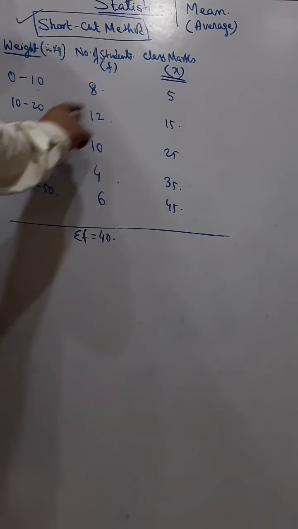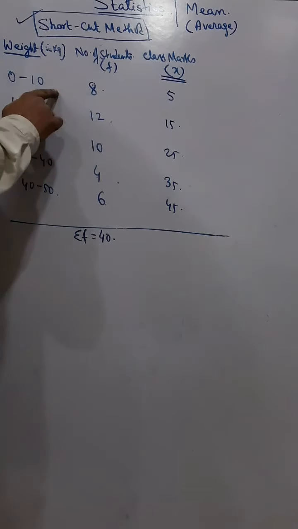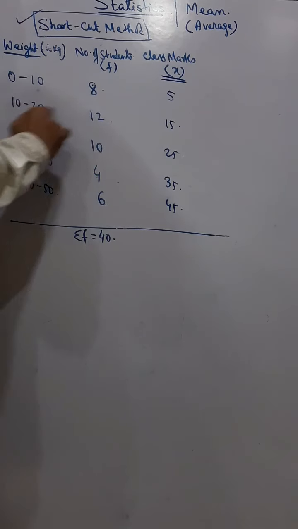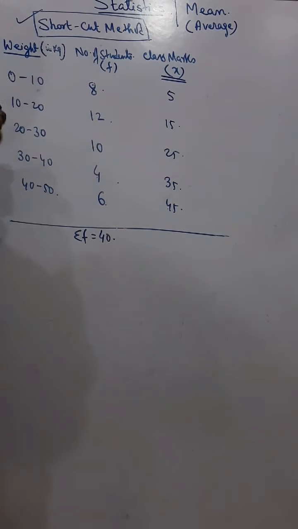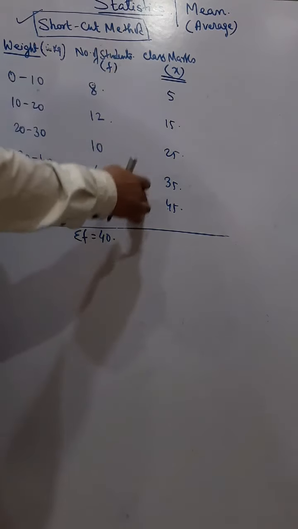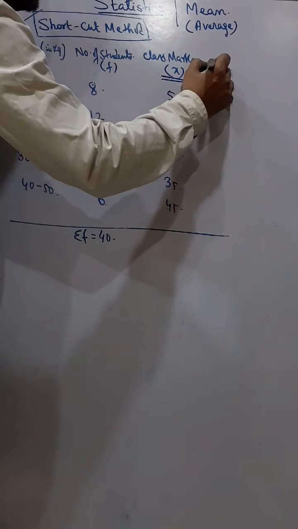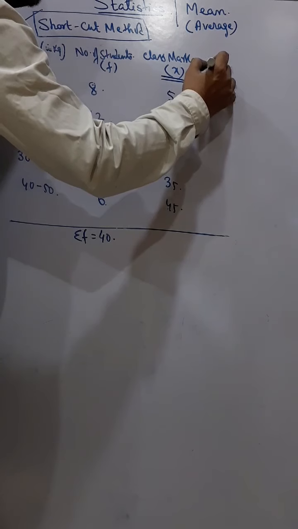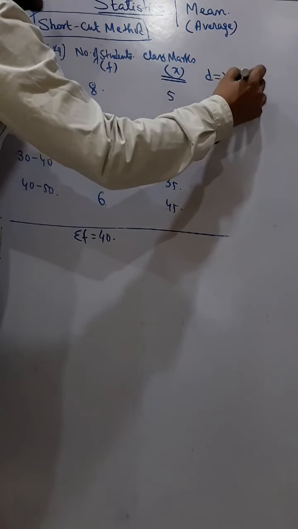In the shortcut method also, the first thing you have to find is the class marks as usual. As I have told you, 0 plus 10 by 2, 10 plus 20 by 2, and by this we are getting the value of x, so that's called class mark. Now in the shortcut method we have to do one step more, and that is that we have to find d is equal to x minus a.